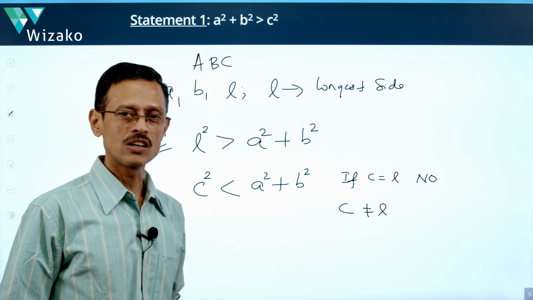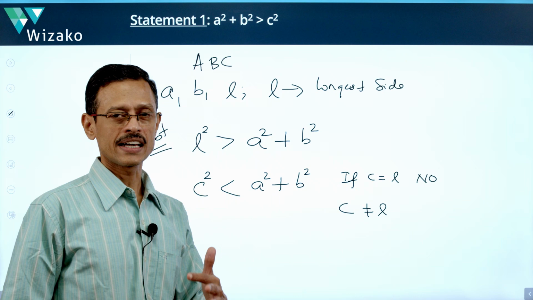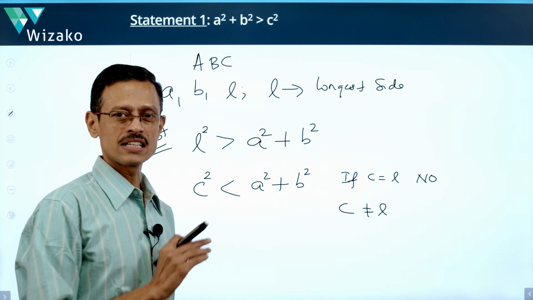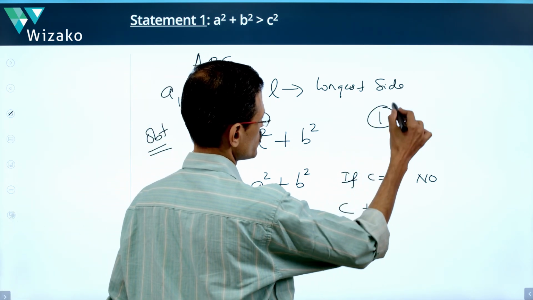Without knowing what is the longest side of this triangle, we will not be able to deduce whether the triangle is an obtuse angle triangle or otherwise. If they had said C is the longest side, we know the answer is a definite no. But we do not know whether C is the longest side. So statement 1 alone is not sufficient.